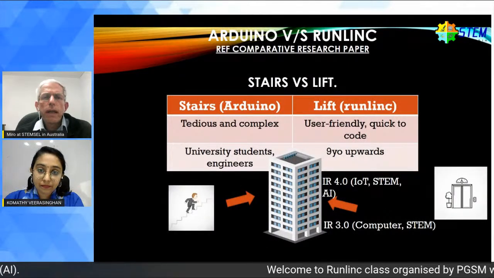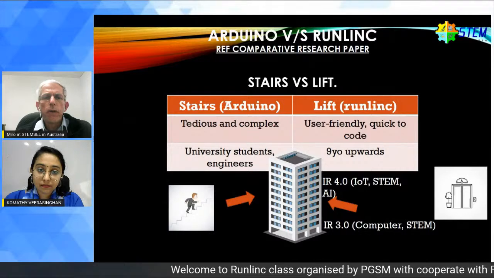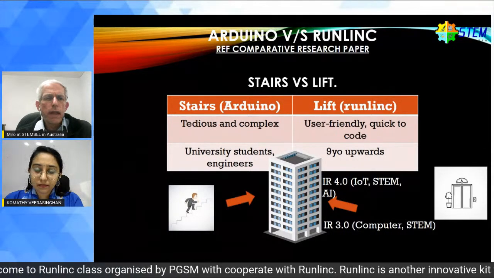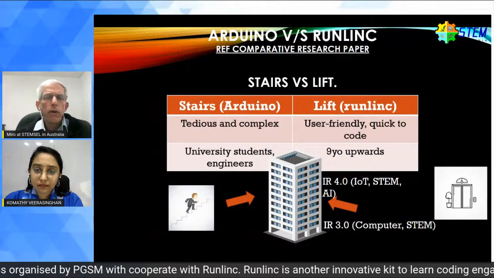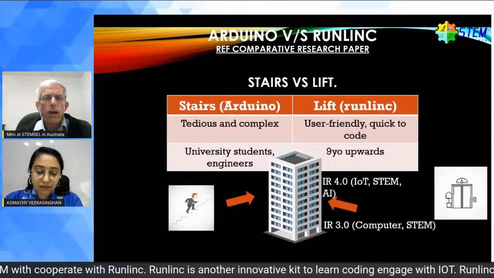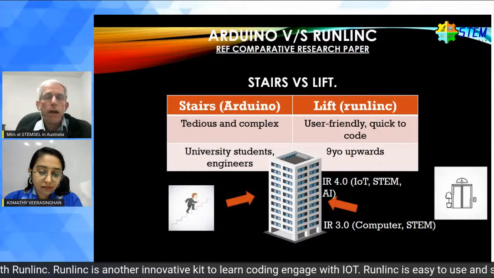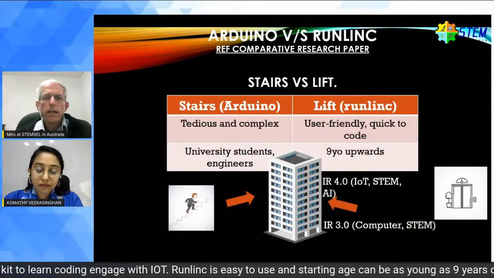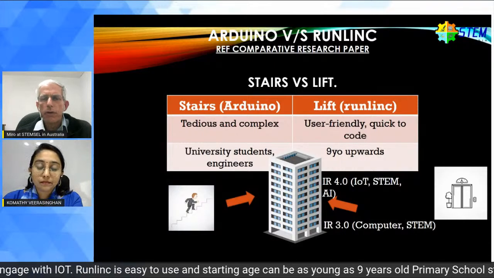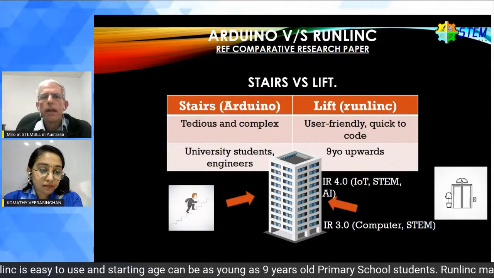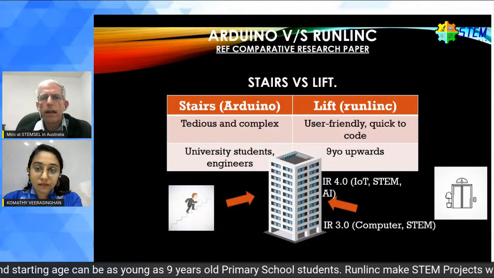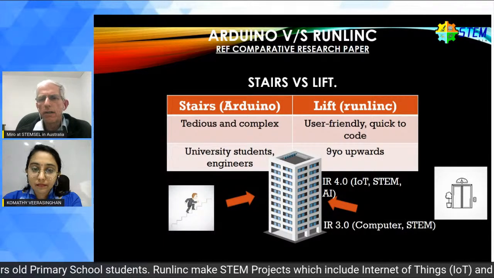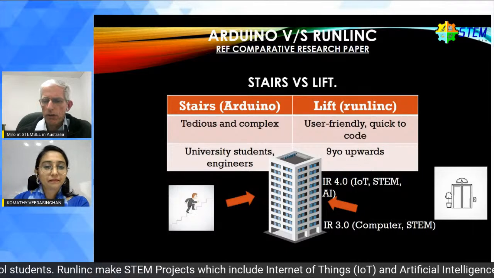So if we compare the Arduino versus the Runlinc, even from the comparative research paper, we can see the Arduino takes so many lines of code, it's like taking so many steps. If you have to take 300 steps, maybe even that's not enough to go all the way up the Twin Towers. Maybe there are even more steps than that. Whereas the Runlinc is like the lift. Just go there and press the buttons, and in 3 minutes you're already up.